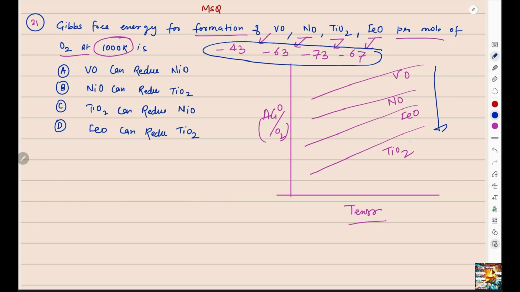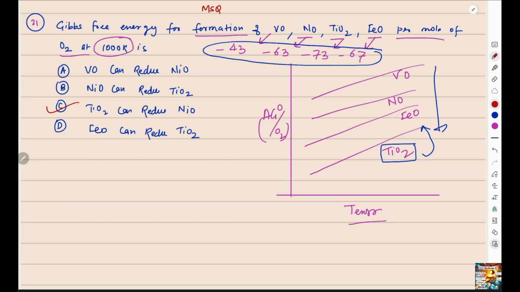We have to plot the oxide formation lower in the diagram which has higher stability, that is more negative delta G, and this oxide will be able to reduce all the above, FeO, NiO, VO. So out of these 4 options we can see option C is correct for this. We will check the other options also.